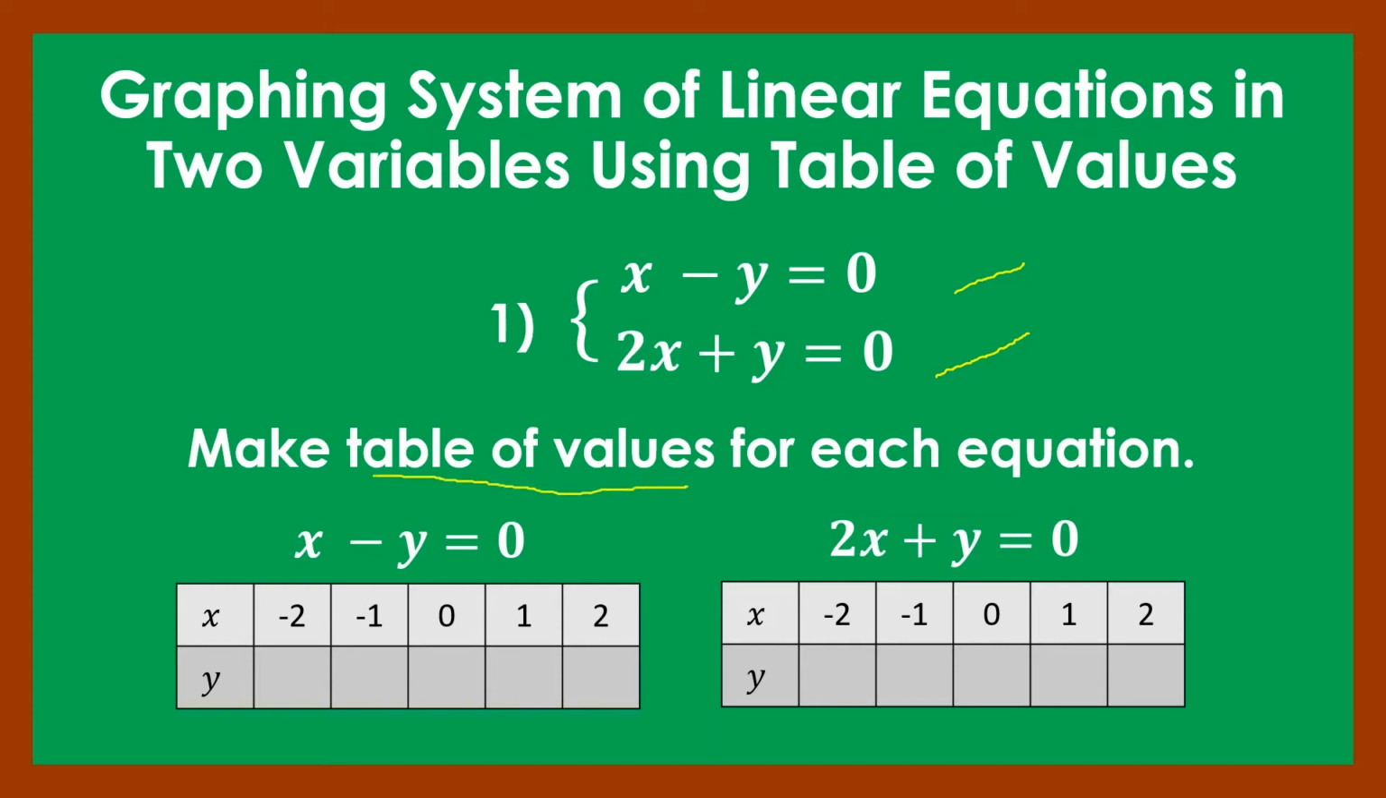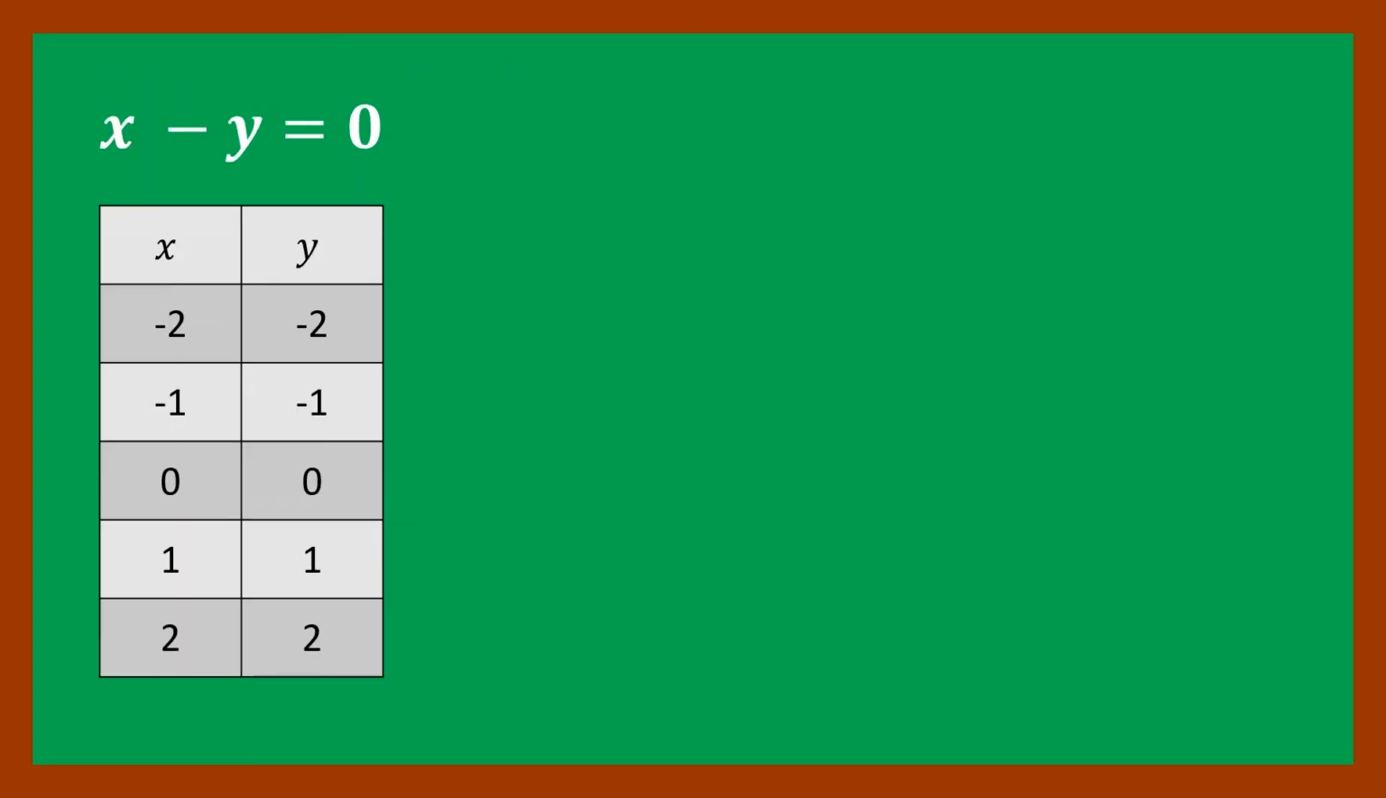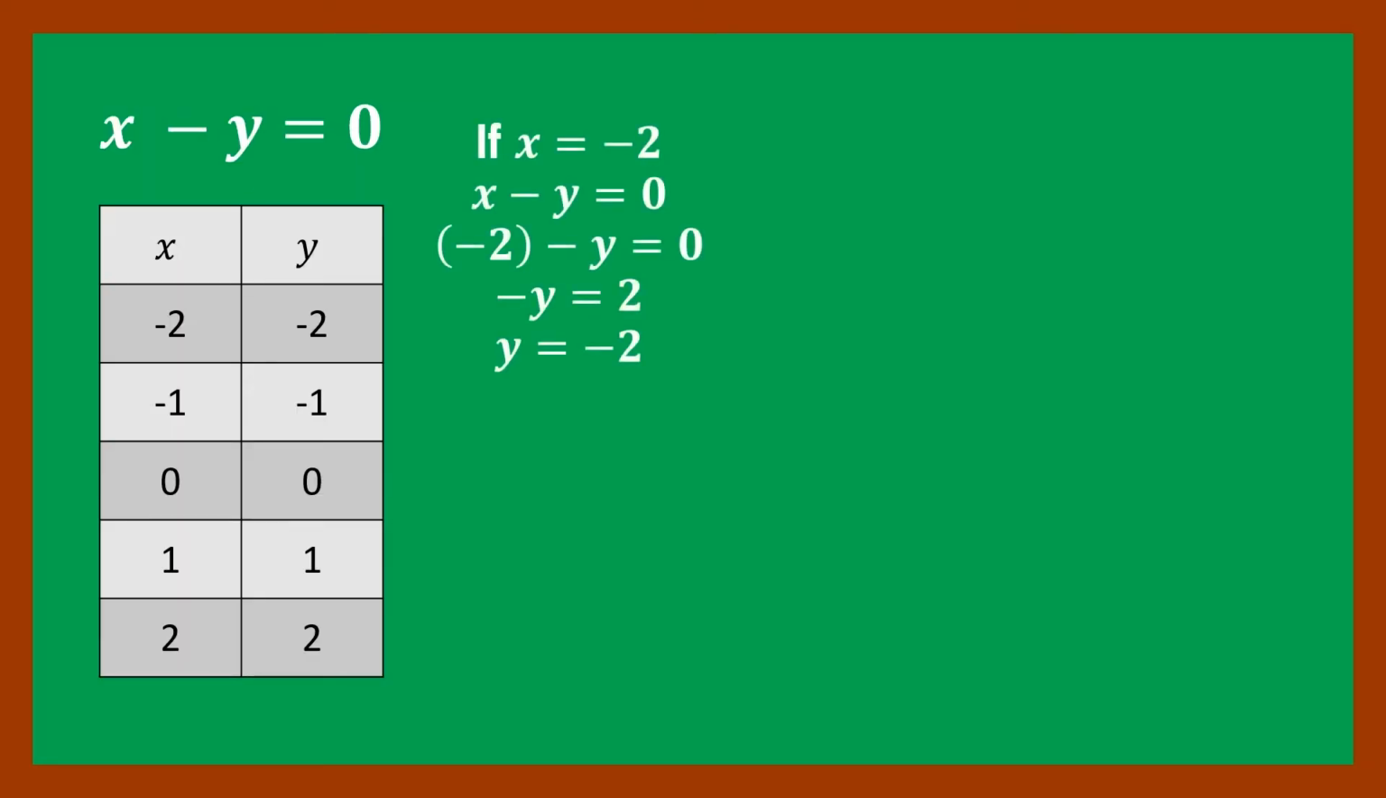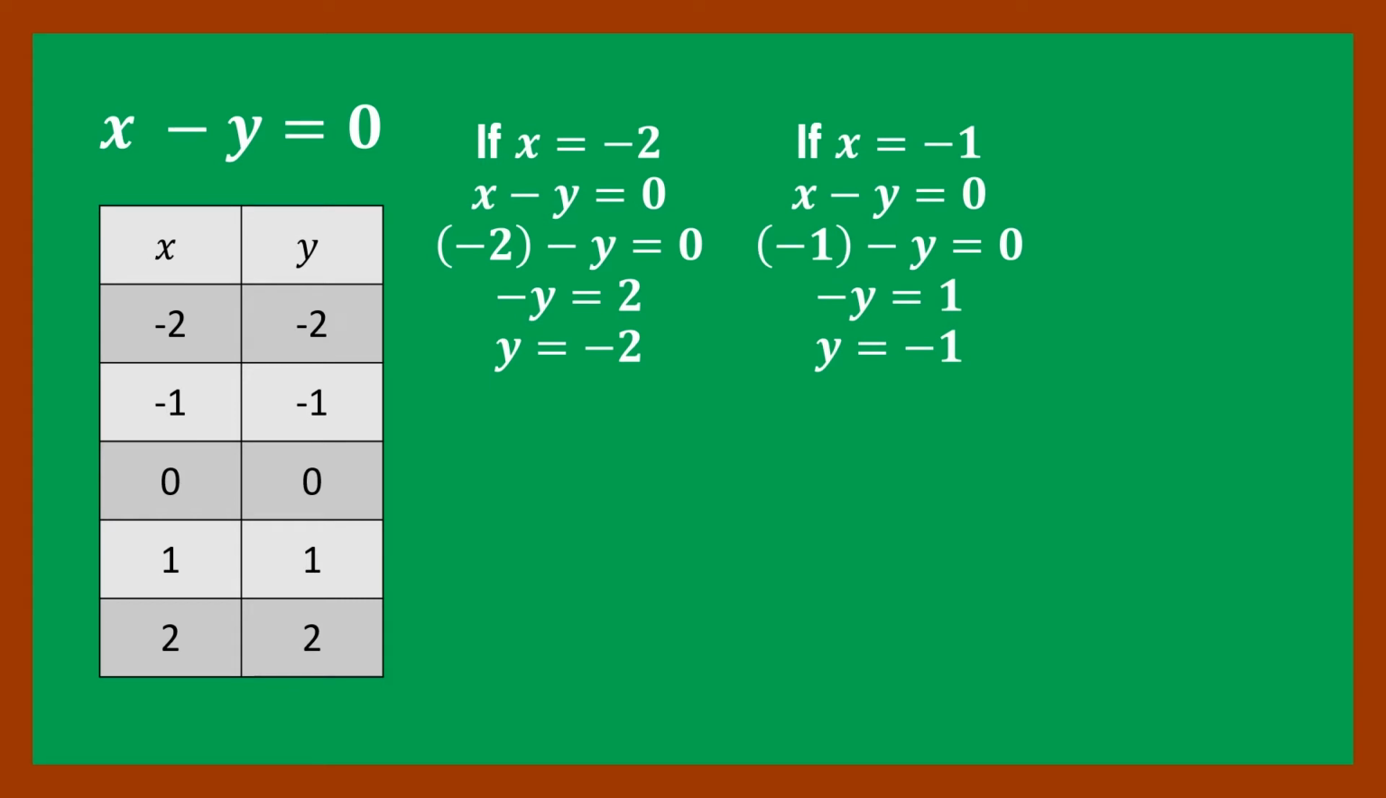So we're going to have a table of values for each equation. Uunahin muna natin yung x minus y is equal to 0. So we're going to assign any values of x. So in this case, ang inassign ko na mga values ng x ay negative 2, negative 1, 0, positive 1, and 2. And same din sa pangalawang equation. So our second equation is 2x plus y is equal to 0. Then we're going to substitute the values of x for us to get the value of y.